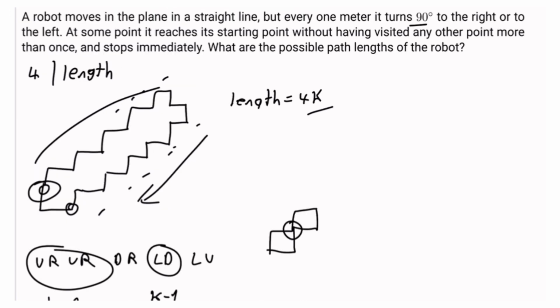So the conclusion is that all the numbers of the form 4k, where k is an element of the positive integer set, work except for k equals 2.